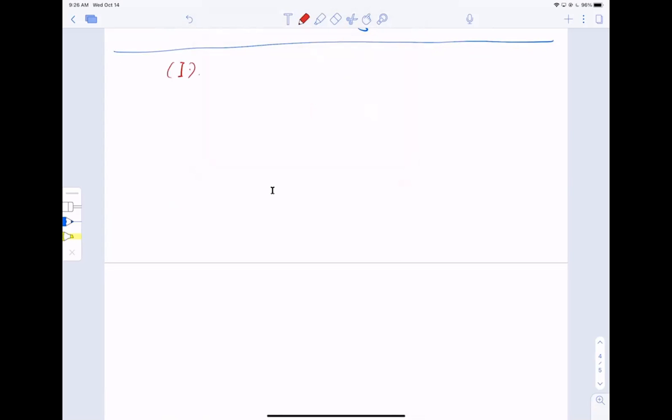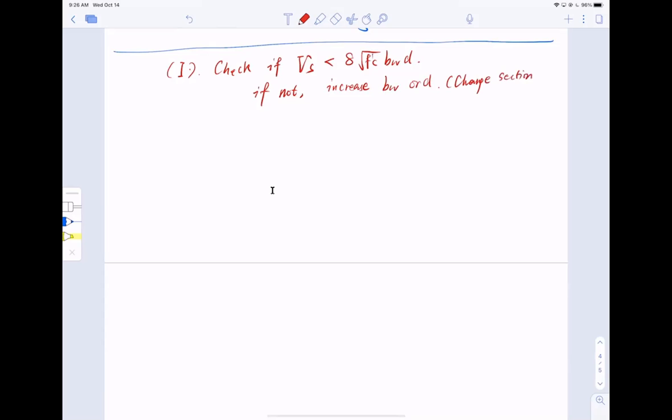We have the 5 steps and 6 steps listed before, but essentially it comes down to checking if Vs required is still smaller than a times square root of f'c bw d or not. If this is not the case, you have to increase the section, increase bw or d, meaning change the section. You can find this in ACI 22.5.1.2. That's the first thing, right?